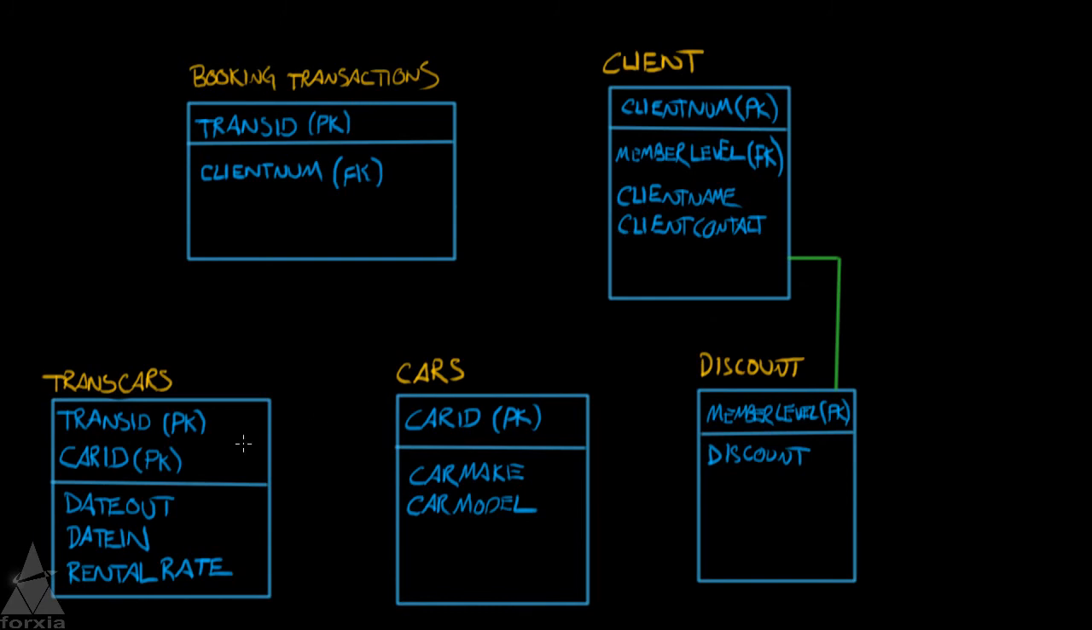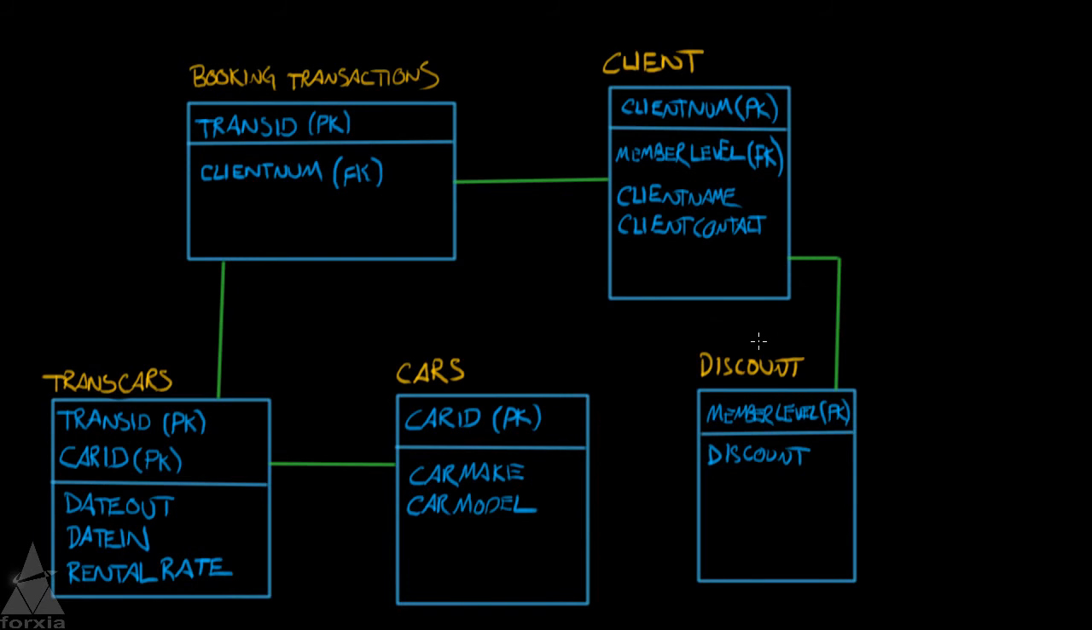Now cars, let's take a look at cars. Cars has a link back to Trancars, so I'm going to draw a link into here. And Transcars links to the original transaction, so I'll draw a link there. And client then links also to transaction. So none of the entities are on their own.